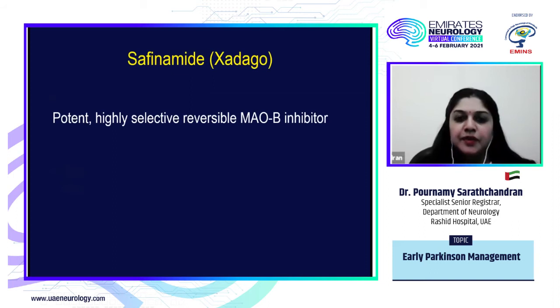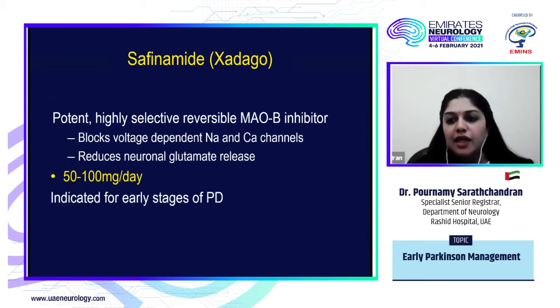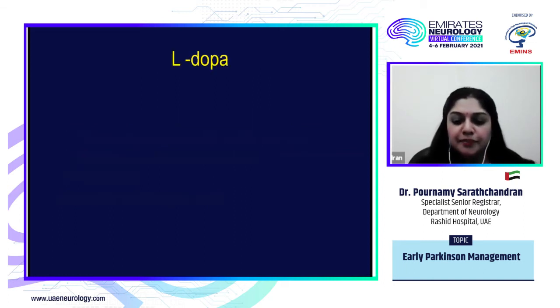The new agent safinamide is a potent, highly selective, reversible MAO-B inhibitor, much safer, with very few side effects also. It also blocks voltage-gated sodium and calcium channels, and it reduces neuronal dopamine and glutamate release as well. The available doses are 50 and 100 milligrams, and in the current era, it is definitely indicated for early stages of Parkinson's disease because it delays the onset of development of motor fluctuations and dyskinesias.